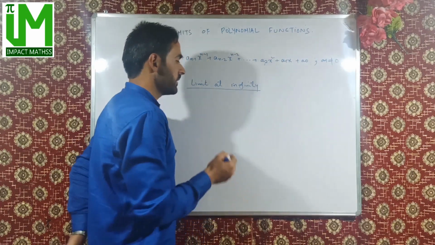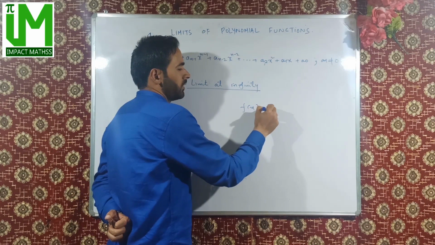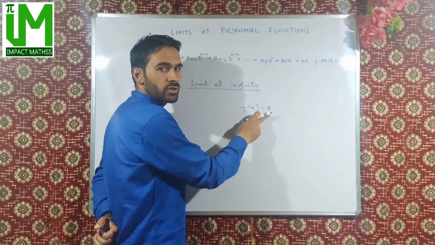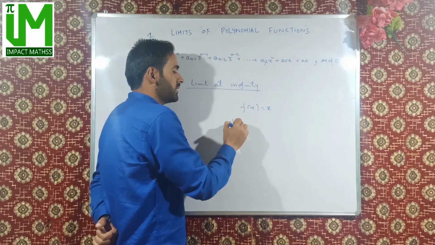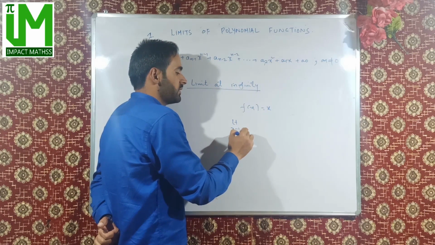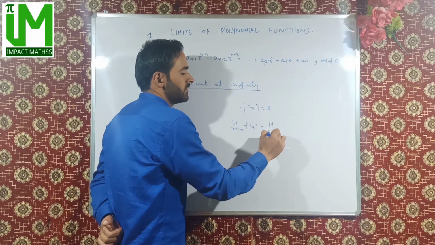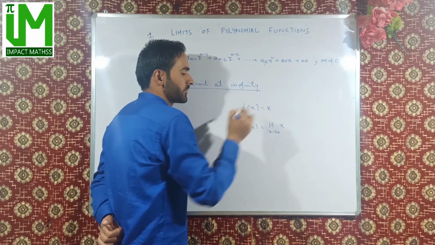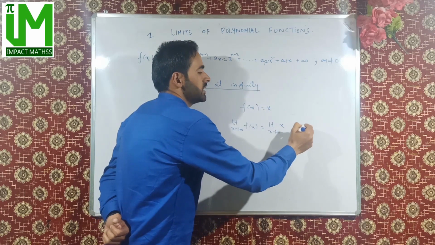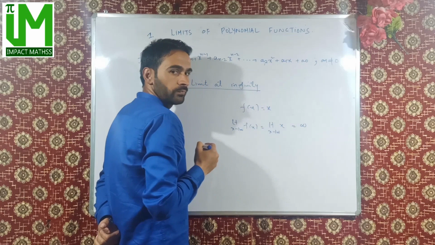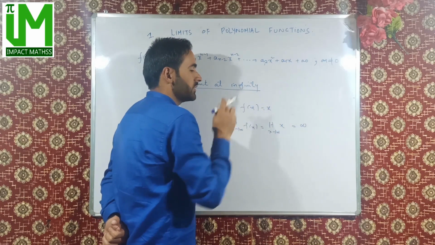If we have f of x in this form, f of x is equal to x, and we have to find the limit of this linear function at infinity, then it will be limit x tends to infinity of f of x is equal to limit x tends to infinity of x. So if x is now going to infinity, obviously it will be infinity. So limit of this linear polynomial function will be infinity.